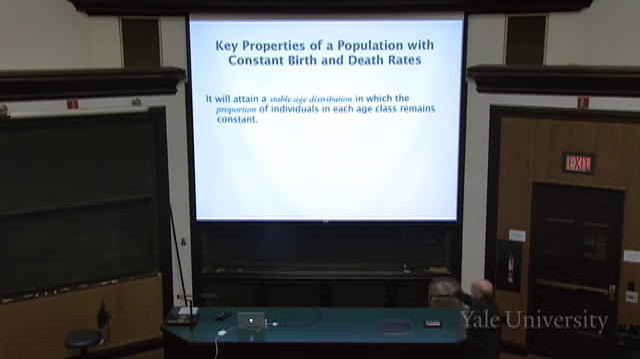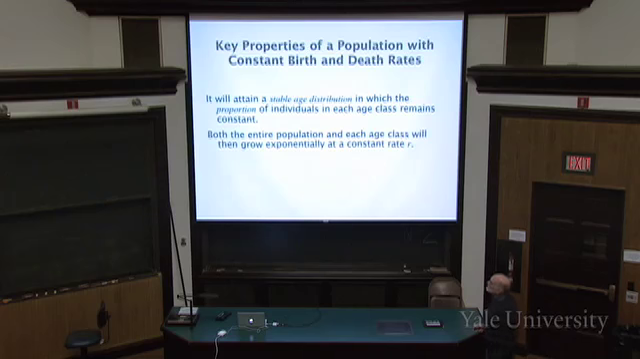Now, if you study that process, it turns out these are its critical take-home messages. Any such process where you have a constant rate of birth and death will produce a population that attains a stable age distribution in which the proportion of individuals in each class remains constant. So that means like the ratio of 5-year-olds to 10-year-olds remains constant. And it will get there fairly quickly. Not immediately, but fairly quickly.